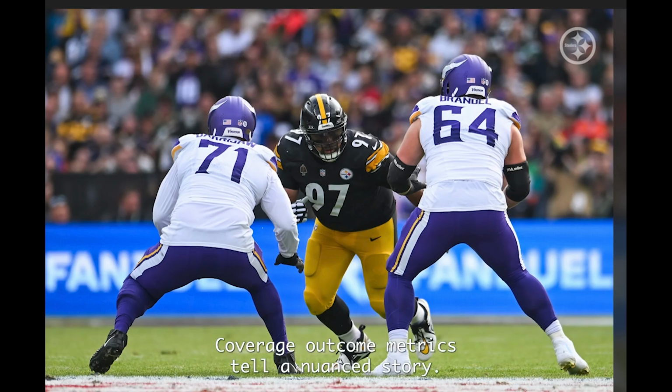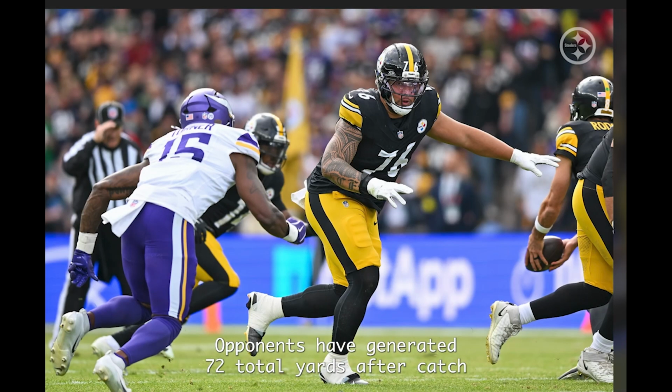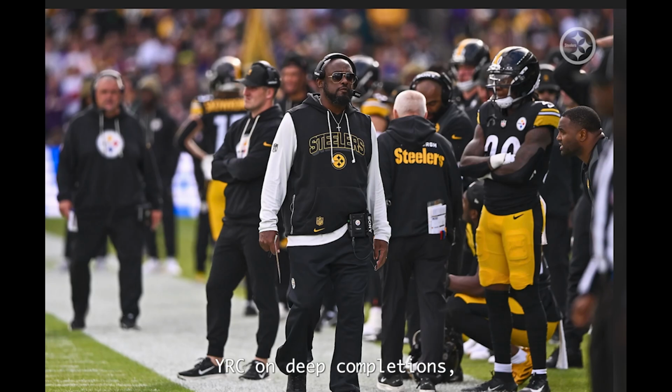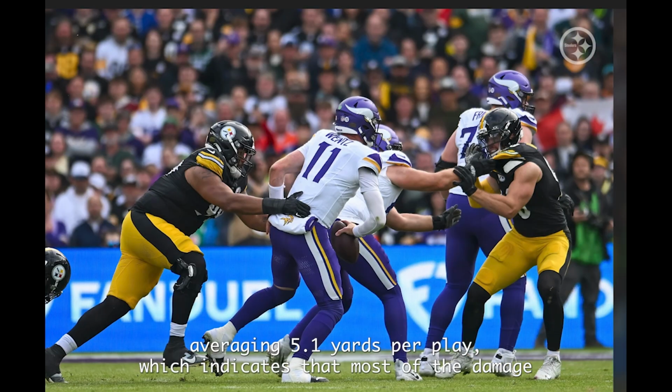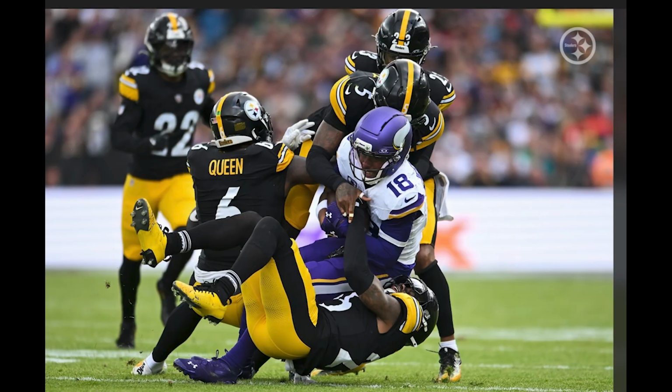Coverage outcome metrics tell a nuanced story. Opponents have generated 72 total yards after catch, YAC, on deep completions, averaging 5.1 yards per play, which indicates that most of the damage occurs at the catch point, rather than from missed tackles.